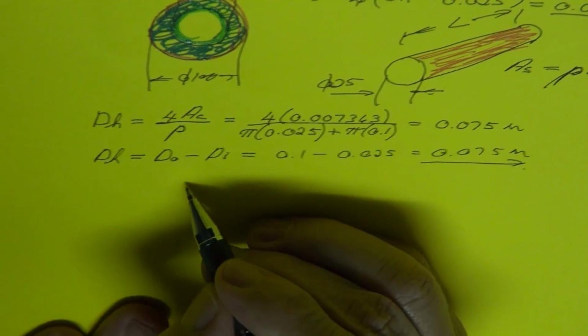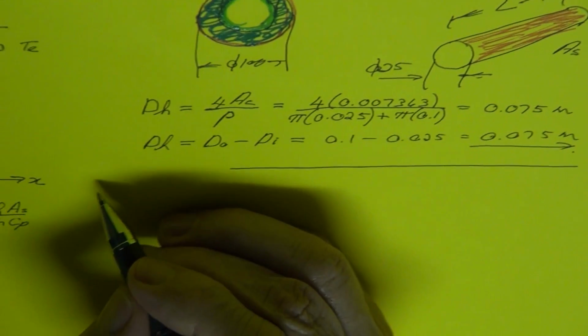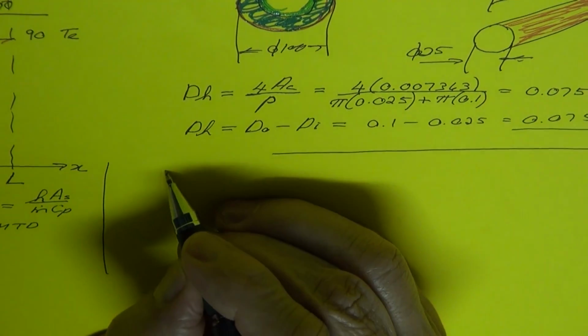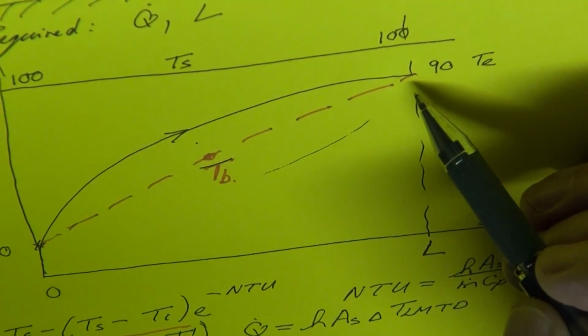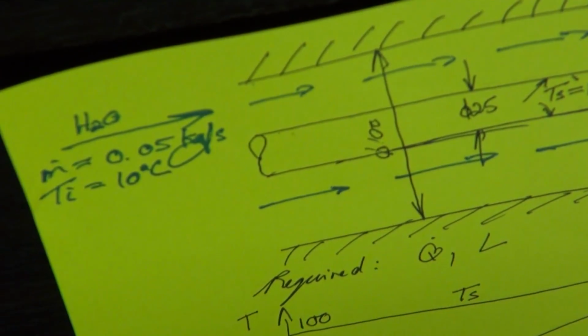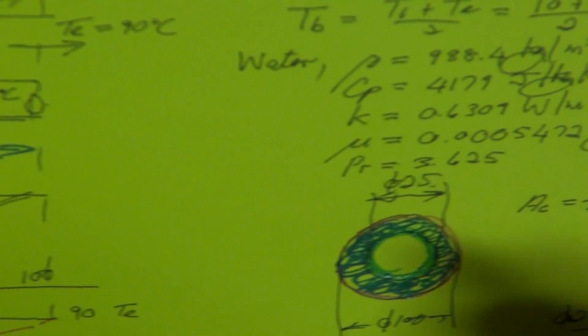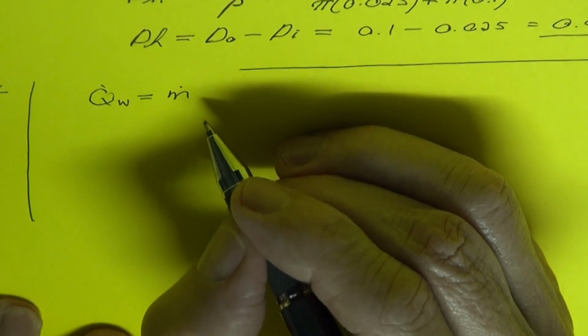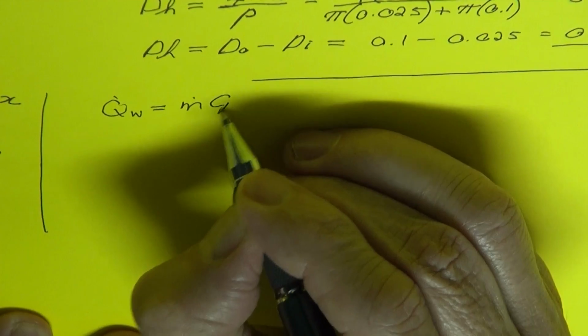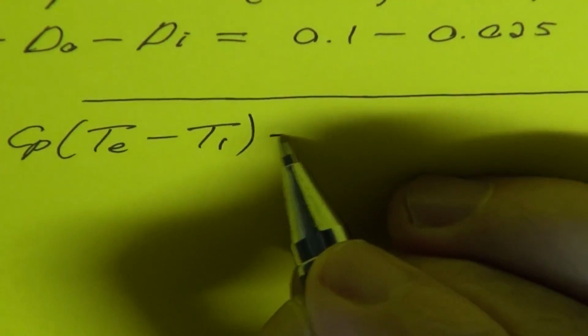So now we have some of the most important properties, the areas, etc., and we can actually start with our calculations. Let's start with the heat transfer rate. The heat transfer rate can be calculated. Let's just look at the sketch. The water has been heated from 10 to 90, and it has been given the mass flow rate, and we have the Cp value. So it is very easy to calculate the heat transfer rate of the water directly as the mass flow rate multiplied by Cp multiplied by the outlet temperature minus the inlet temperature.